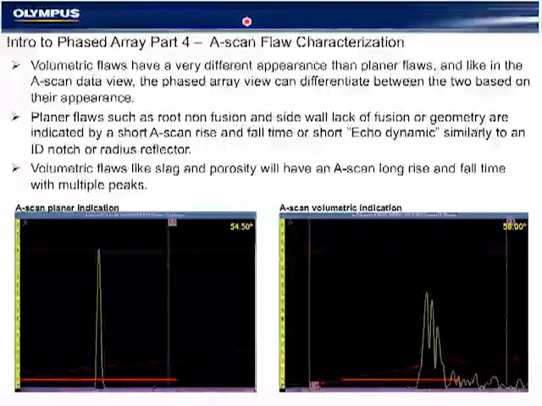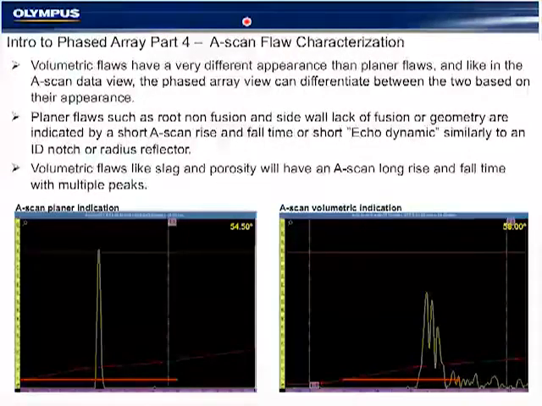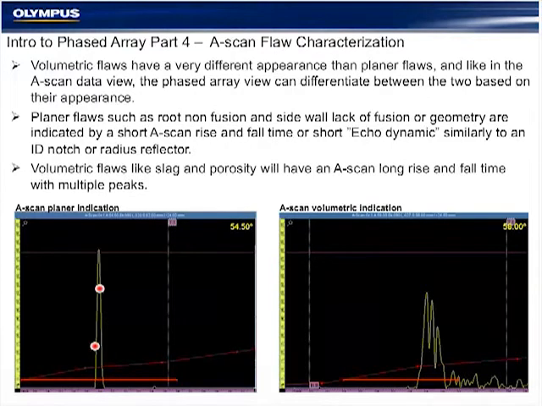So our last part of this is the A-scan flaw characterization. If we look at two typical A-scans from conventional UT, we see very different indication. A planar indication, like we see here, has a smooth, flat appearance, high amplitude, a short echodynamic travel.